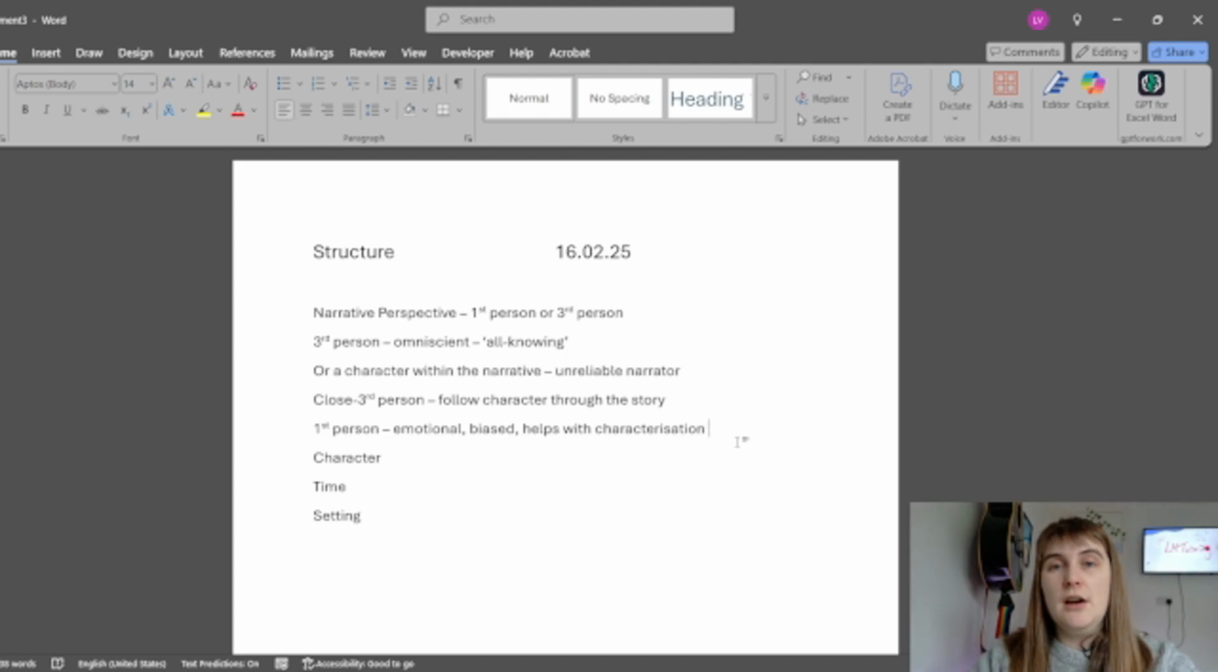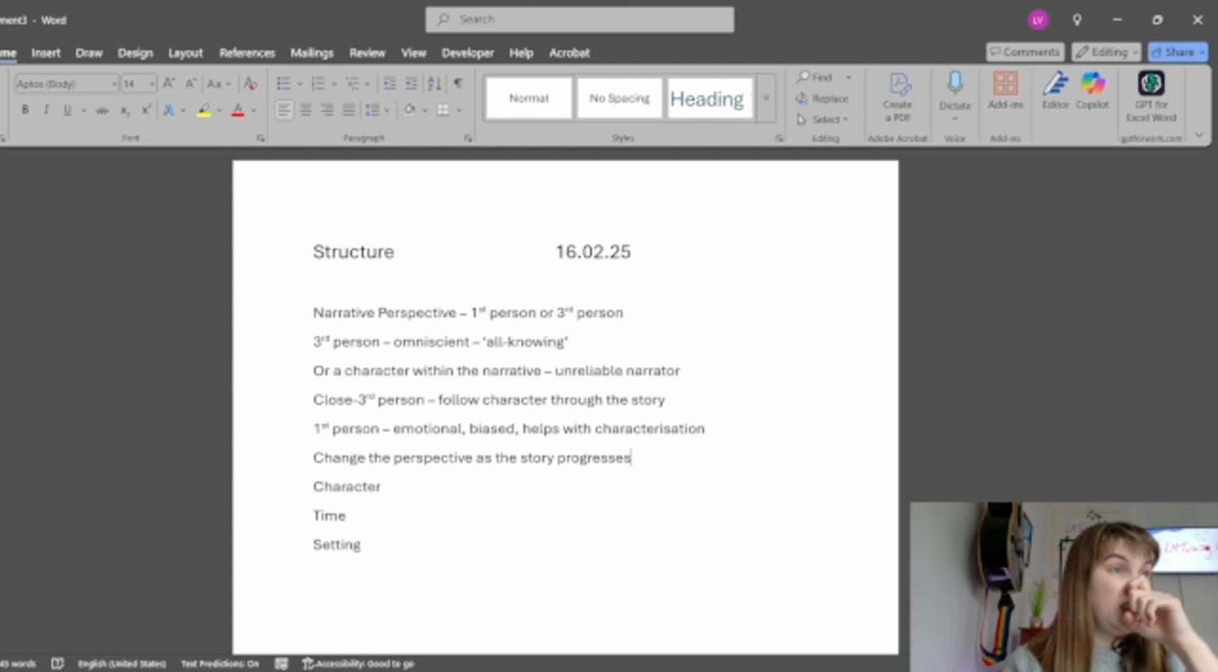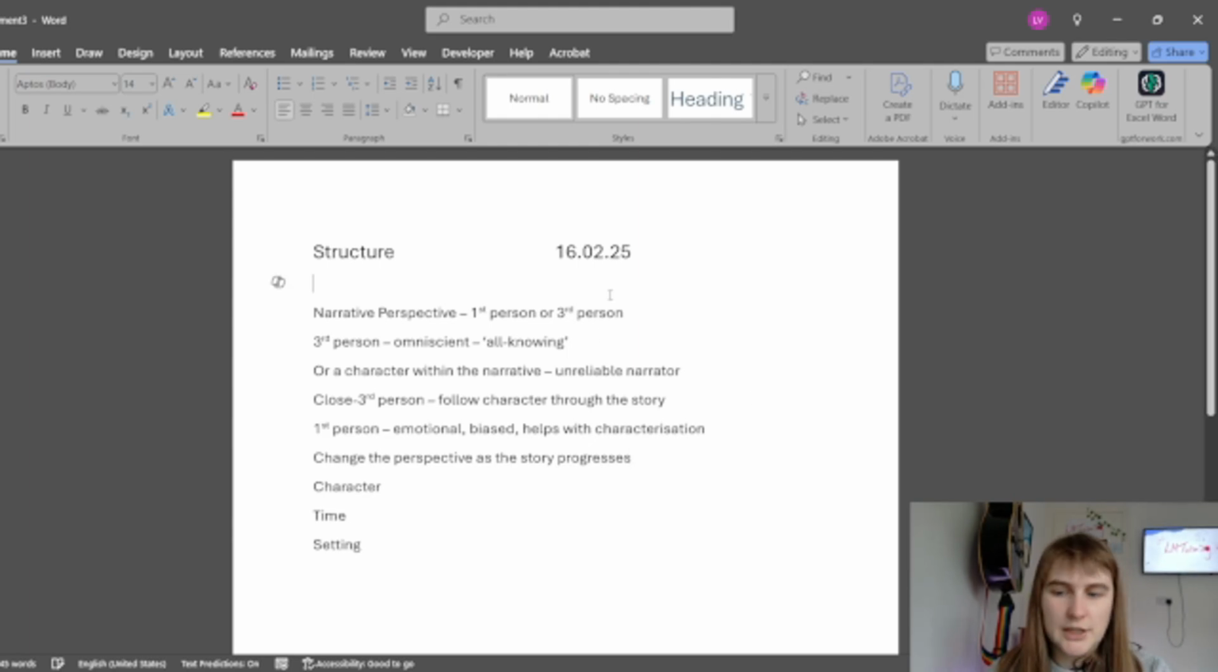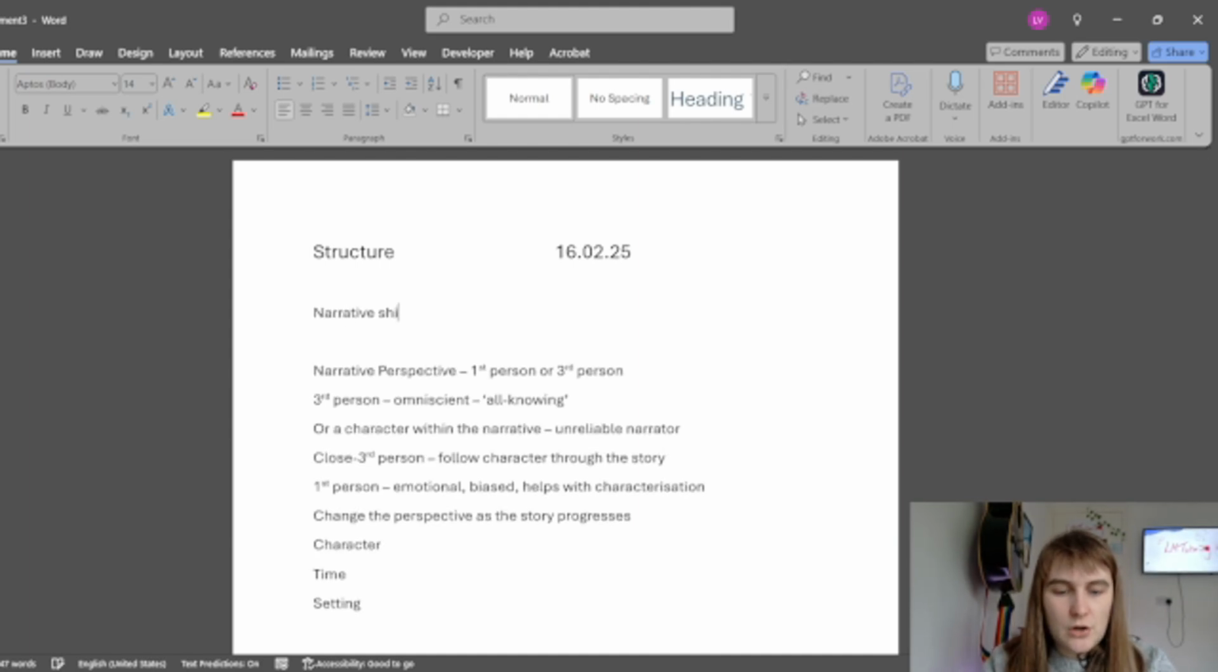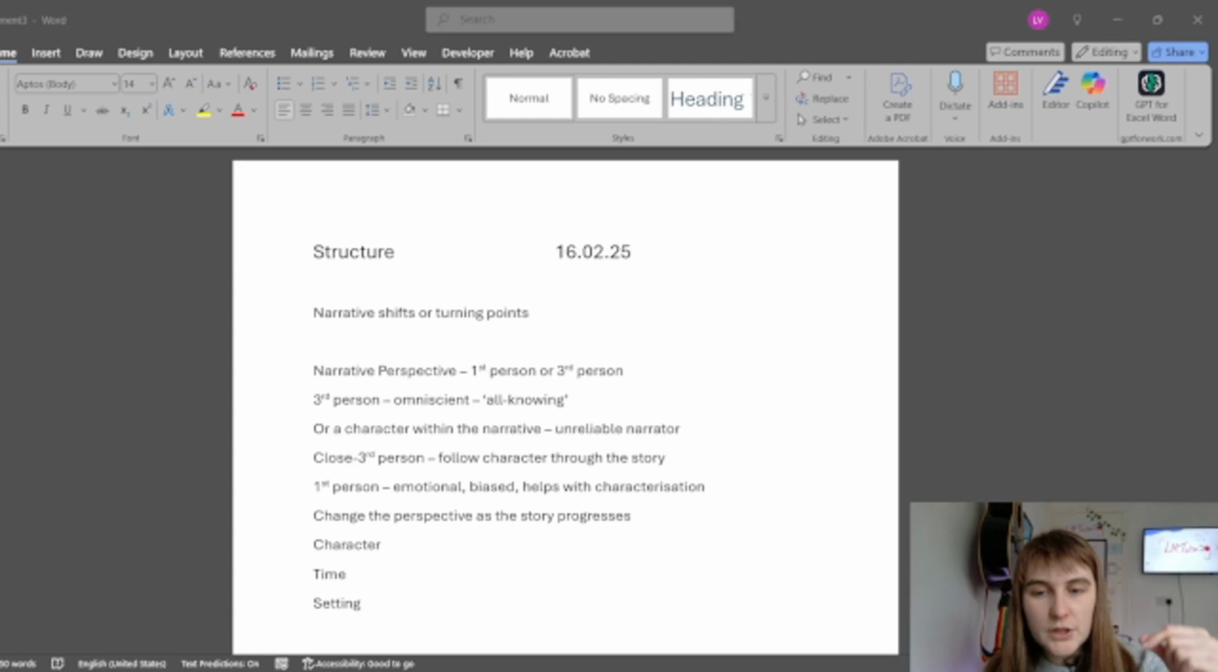And obviously, a writer can change the perspective as the story progresses. So it may not stick with one perspective, it may shift and change as we go. And we think about why the writer does this. Today, what we really are going to be looking at, and what's a key element of structure really, is narrative shifts or turning points. So when a writer changes their perspective on what they're writing, why have they done that? That's what we're thinking about. Why have they done that?